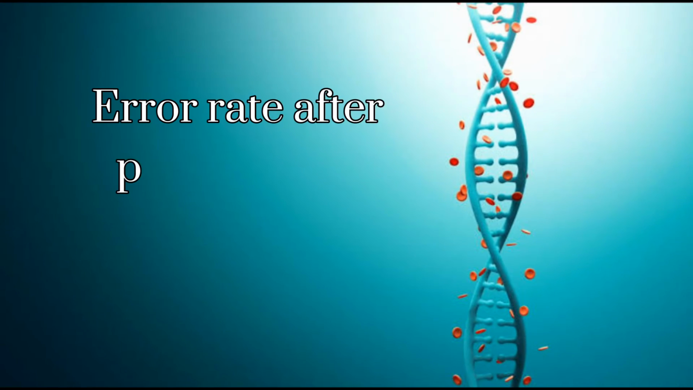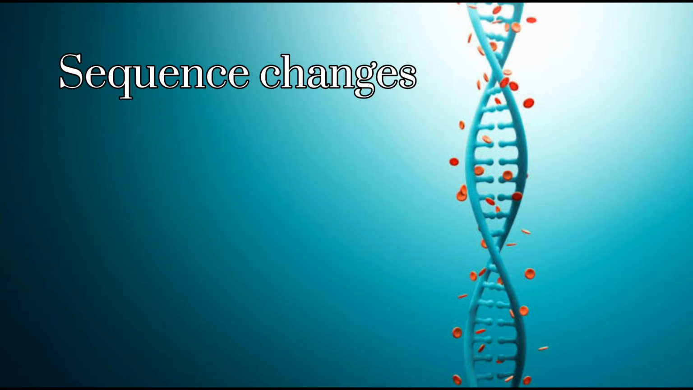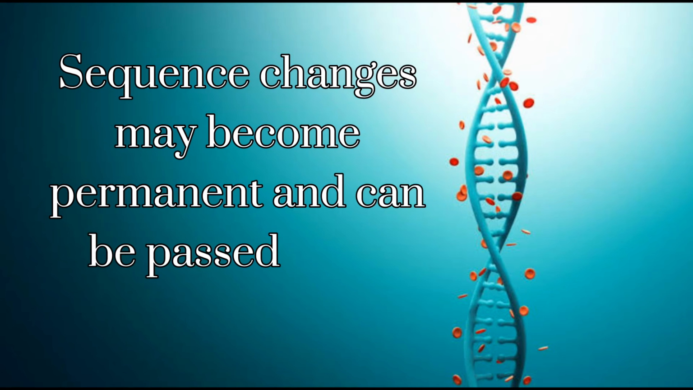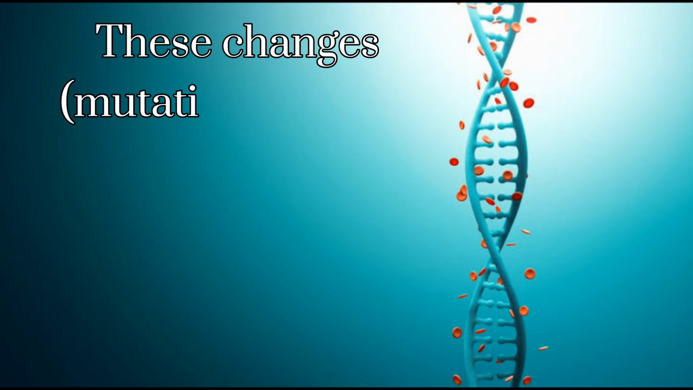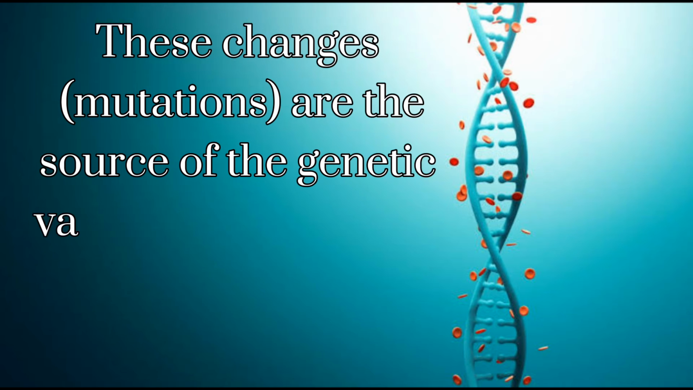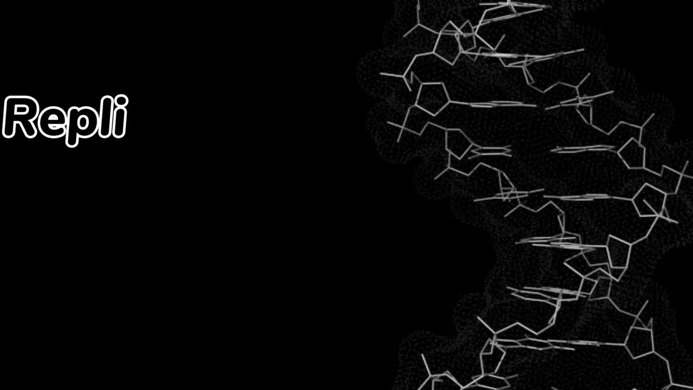The error rate after proofreading and repair is low but not zero. Sequence changes may become permanent and can be passed on to the next generation. These changes, mutations, are the source of the genetic variation upon which natural selection operates.